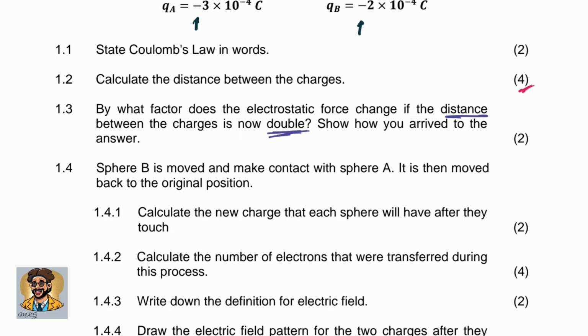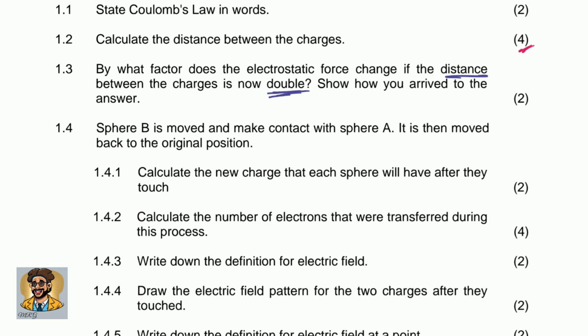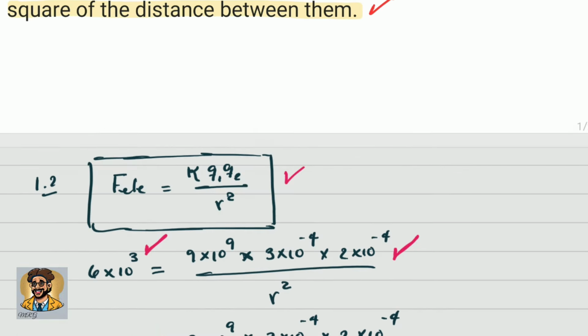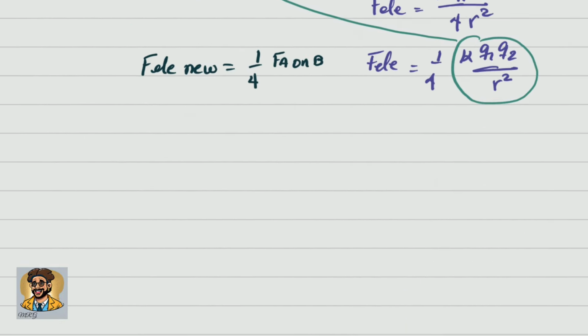Okay, the next question said sphere B is moved and makes contact with sphere A. It is then moved back to the original position. Calculate the new charge that each sphere will have after they touch. So let's represent quickly what is happening now. This is question 1.4.1, where the two spheres were moved together. This is A, and this is B. The two spheres come together and they touch each other.